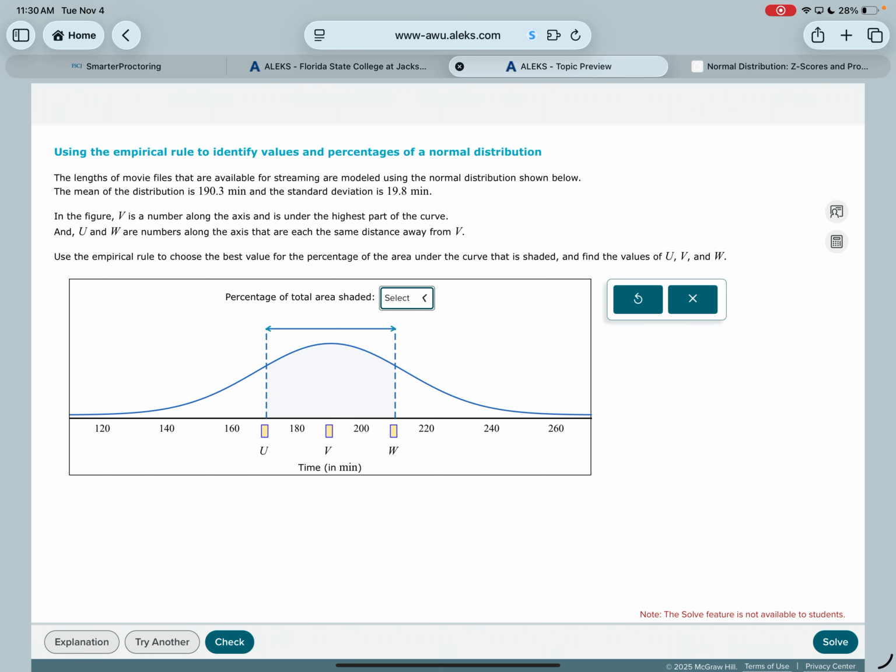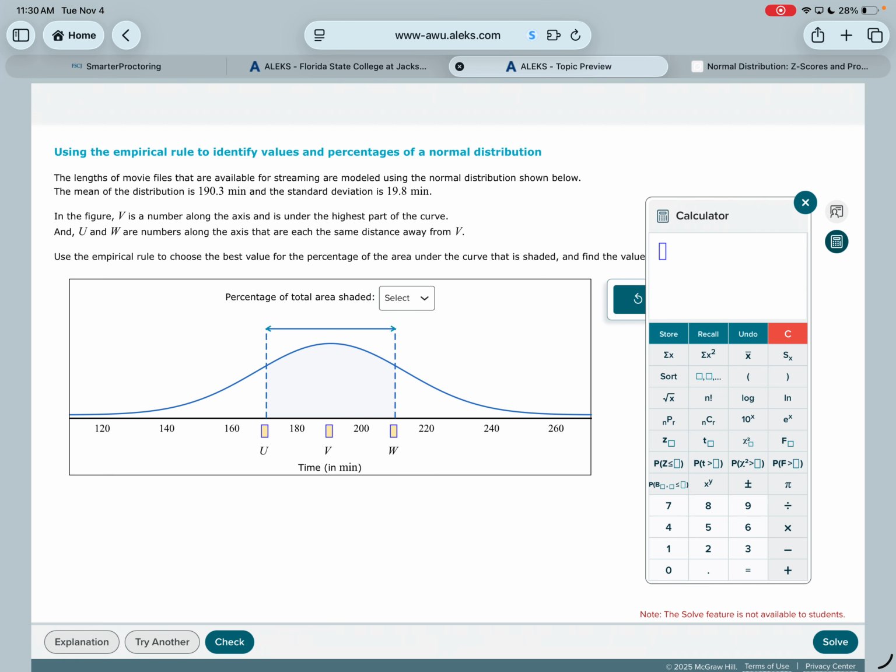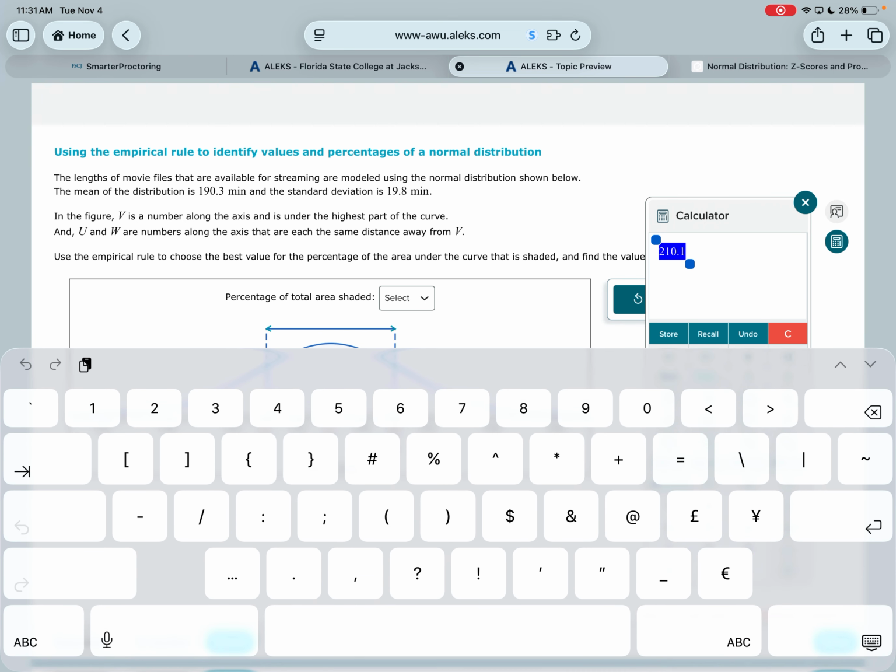Okay? So on this problem right here, it says the length of movie files that are available for streaming are modeled by a normal distribution. The mean of the distribution is 190.3, and the standard deviation is 19.8. They give you blank spots on this graph. I'll show you the quick way to do this on the calculator. Actually, I won't show you the quick way right now. If I take the mean plus the standard deviation, 19.8, does it look like 210 would fall right where this W is? It does kind of look like 210 would fall right there, right?